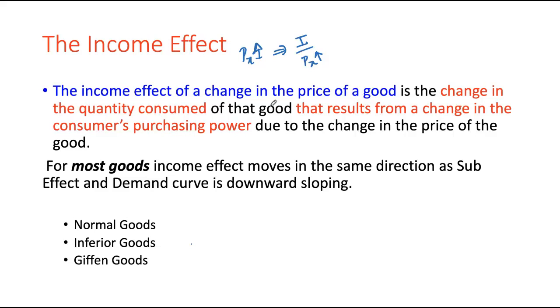For most goods, income effect and substitution effect will move in the same direction. So if substitution effect is saying consume less X, income effect would also say consume less X. But that's not always the case. For normal goods, yes, that will be the usual thing. Income effect and substitution effect will move in the same direction. If price of the good is going up, both income and substitution effect will say consume less X. But if you're working with inferior good and Giffen goods, we'll see that is not the case. So let's go over them one by one.